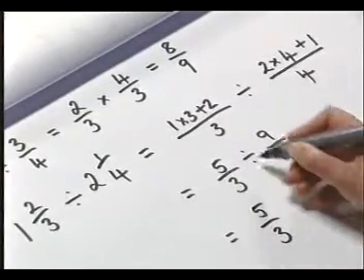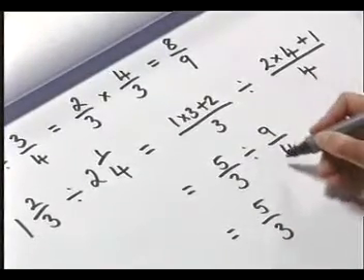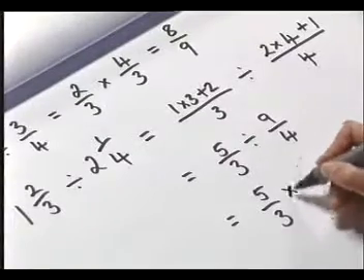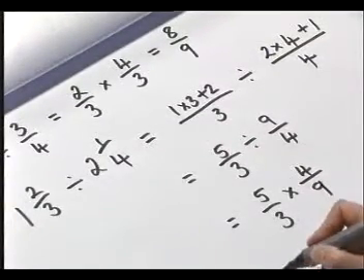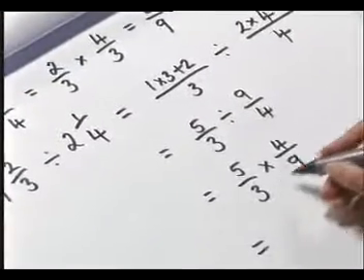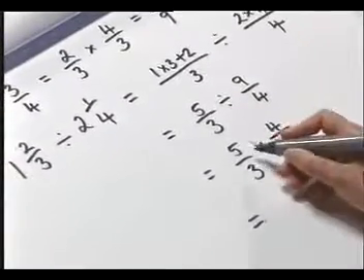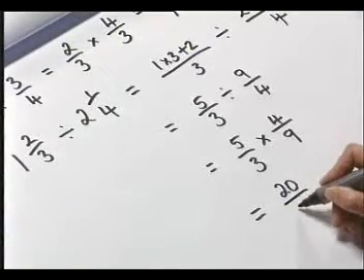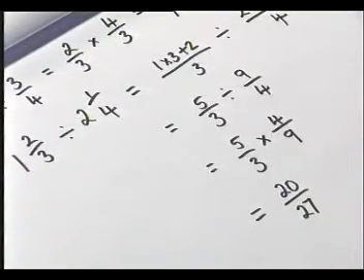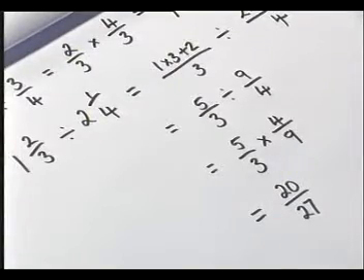To divide, we turn the divisor upside down and we multiply. So that becomes multiplied by 4/9. Can we do any cancelling? No, we can't. 4 fives are 20, 3 nines are 27. So we have an answer of 20/27.